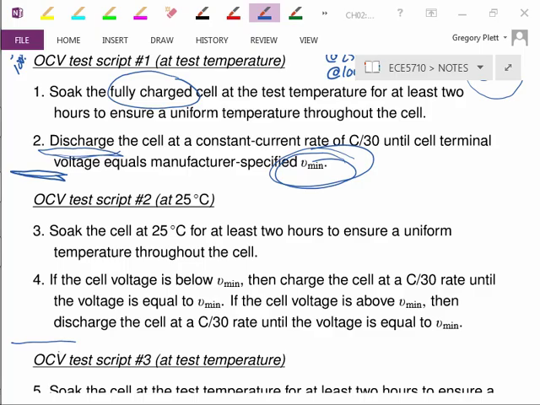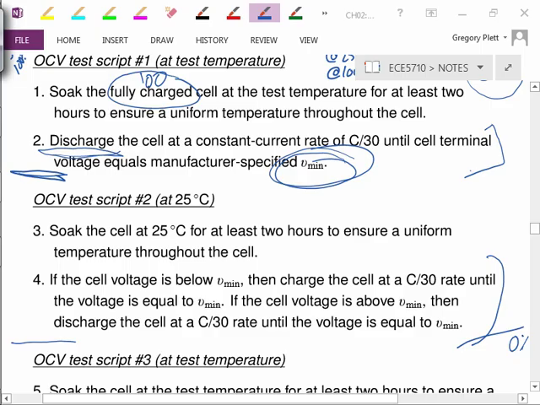So the idea here is I want to figure out how much charge I need to add or subtract from the cell in order to bring the cell to 0% SOC. I started at 100%. Right here, I now know I'm at 0%. In this process, I know how many amp hours were removed from this cell. In this process, I know how many amp hours were added or removed from the cell. And the sum of those two things is going to be the capacity of this cell.